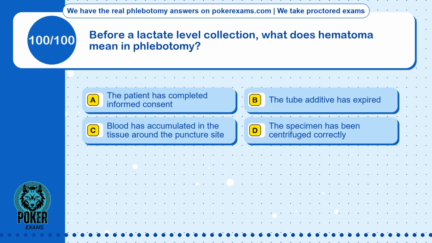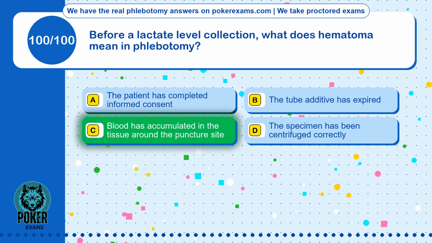Question 100. Before a lactate level collection, what does hematoma mean in phlebotomy? Option A. The patient has completed informed consent. Option B. The tube additive has expired. Option C. Blood has accumulated in the tissue around the puncture site. Option D. The specimen has been centrifuged correctly.